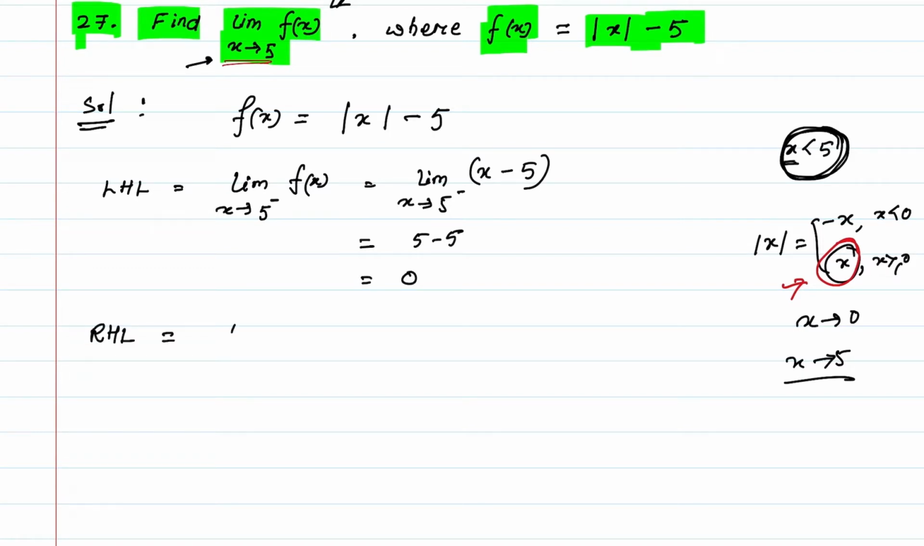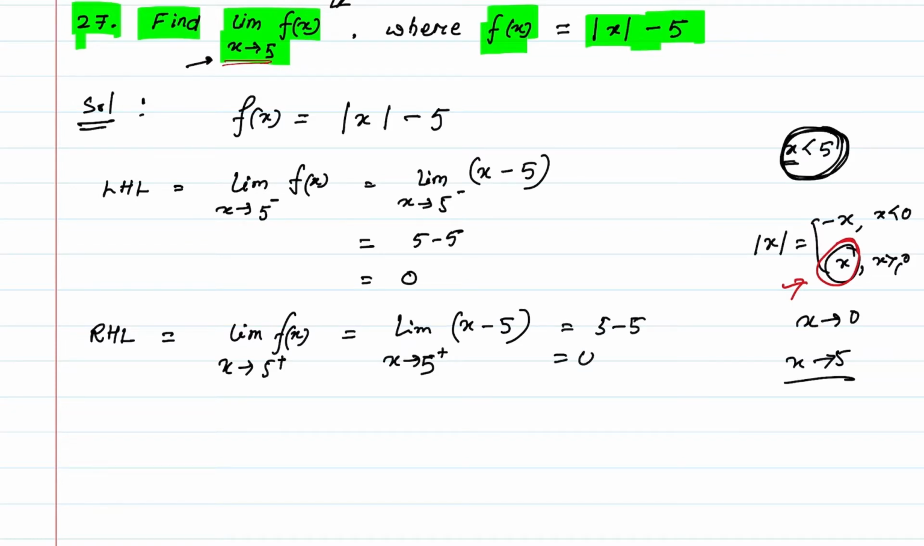Okay, right hand limit of f of x, x tends to 5 positive. Okay, 5 positive, that means x is slightly greater than 5. Okay, so in this case limit x minus 5, here also x minus 5, as x tends to 5 positive. This positive sign represents the right hand limit. Okay, so here also our answer is, let me rewrite this one. Yeah, 5 minus 5, that's gonna be equal to 0.